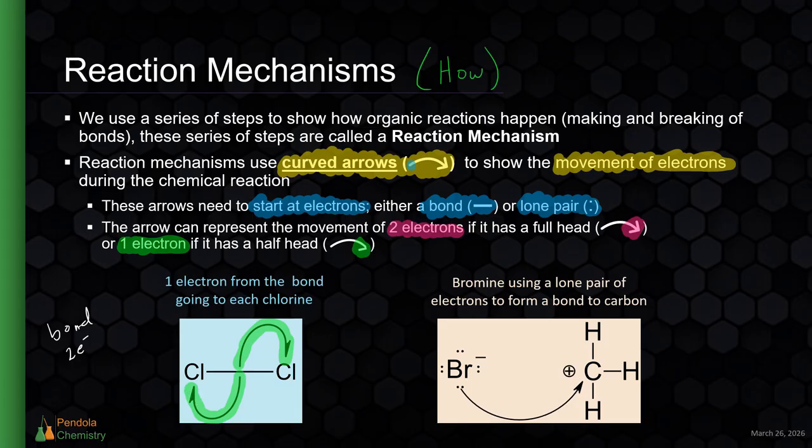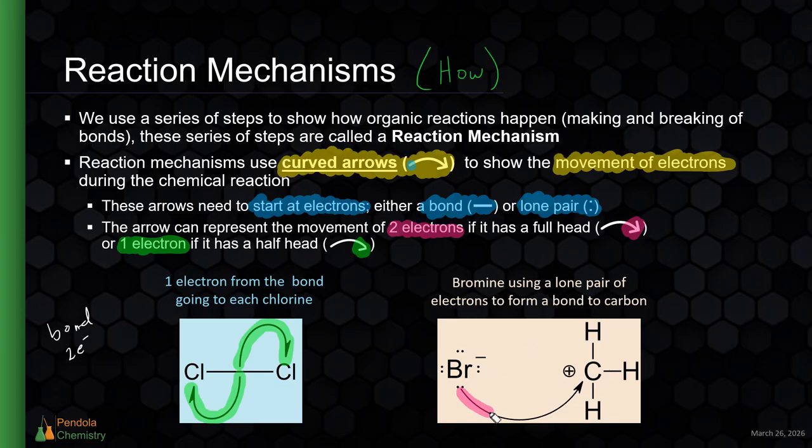On the other hand, if we have something like this on the right side, something like a bromide ion with its lone pair of electrons, if an arrow starts at a lone pair, generally speaking, that means that a bond is being formed. If it starts at the bond, the bond is being broken. If it starts at a lone pair, usually it means that a bond is being formed.